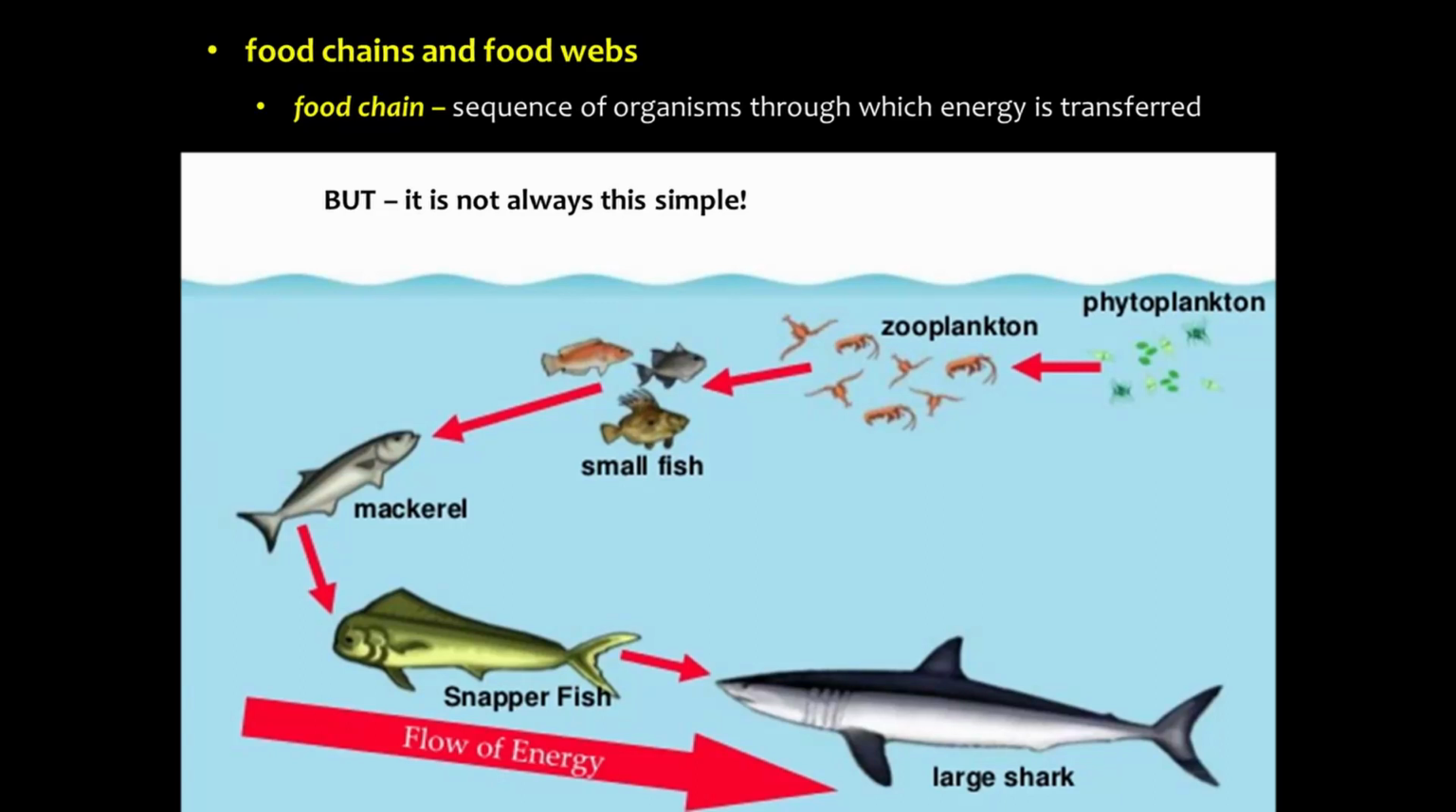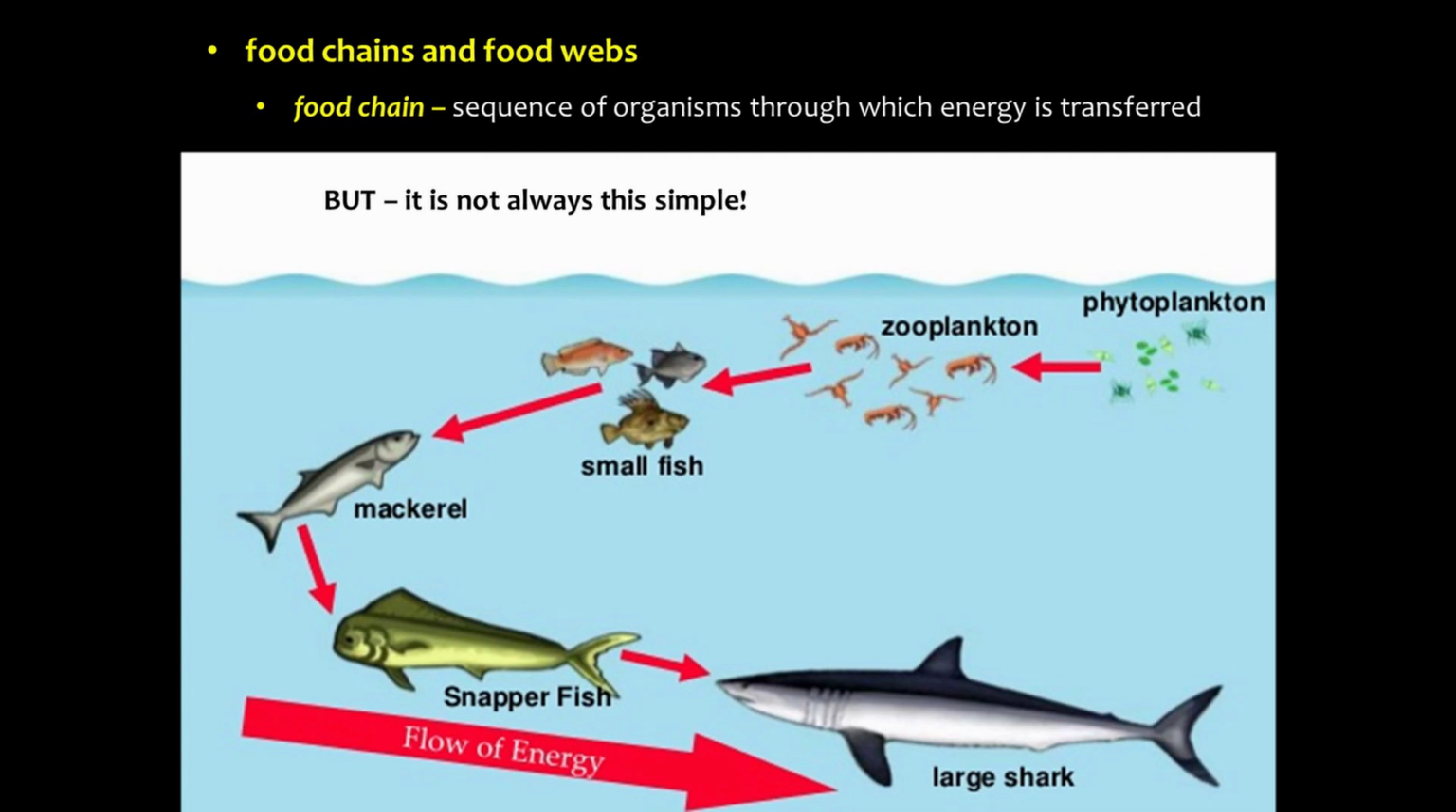We can also have something called a food chain to describe the transfer of energy from producers to consumers to even higher level consumers. So it's a sequence of organisms through which energy is transferred. And here's a very basic food chain right here. We see phytoplankton, the primary producers, being eaten by the zooplankton, the primary consumers, and then small fish, mackerel, snapper, and finally a large shark. And once again, that flow of energy is unidirectional.